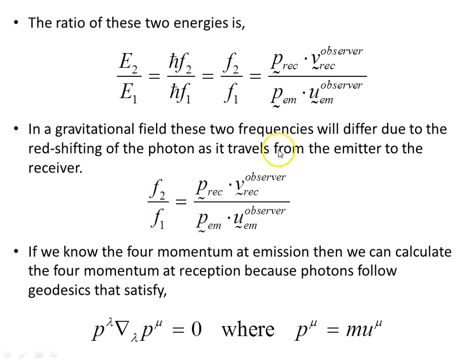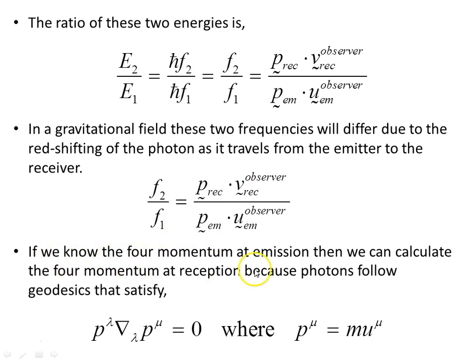In a gravitational field, these two frequencies will differ due to the redshifting of the photon as it travels from the emitter to the receiver. When we say redshifting, it can also be blueshifted, and that will depend on the circumstances involved. So in a Schwarzschild geometry, where a photon may be emitted close to the mass and then moves outwards, we expect the frequency to be redshifted. If it were falling inwards, you'd expect the frequency of the photon at the point of reception to be blueshifted compared to its point of emission.